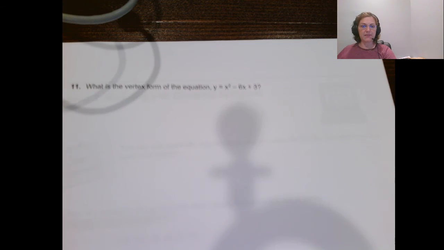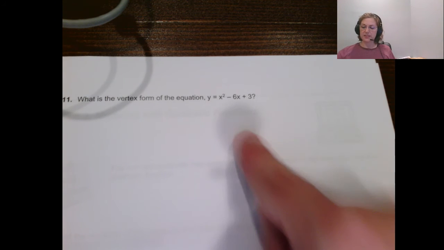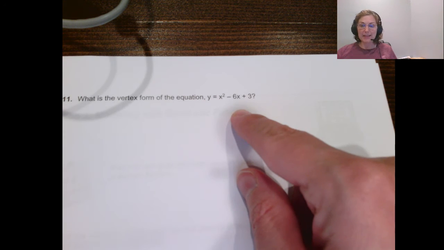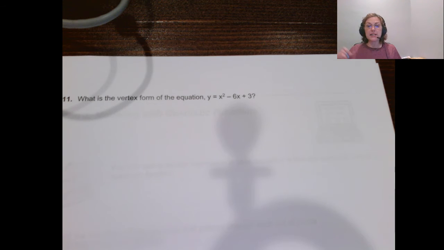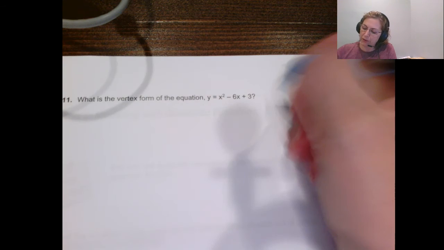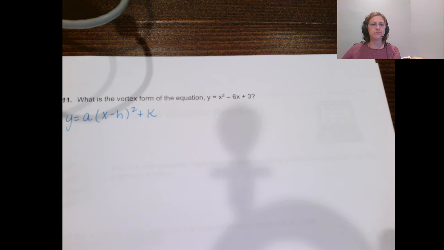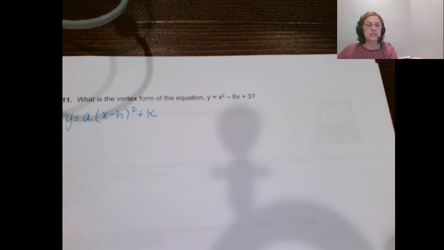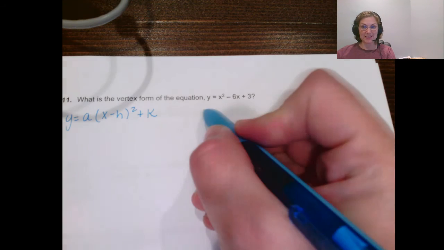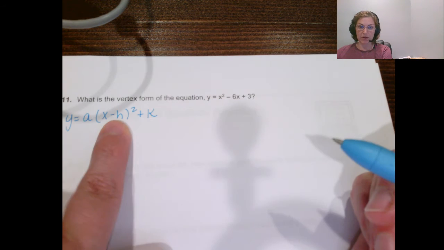All right, look at 11. 11 is asking us for what is the vertex form of this? Well, this is not in vertex form. This is in standard form. So let's remind ourselves of what vertex form actually looks like. Vertex form is the one with the parentheses squared. So we have got to rewrite this so that it has that parentheses squared in it.